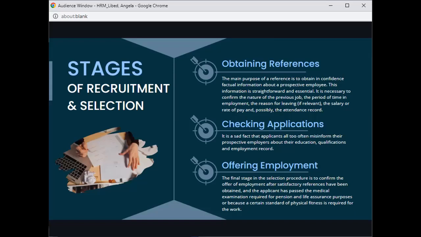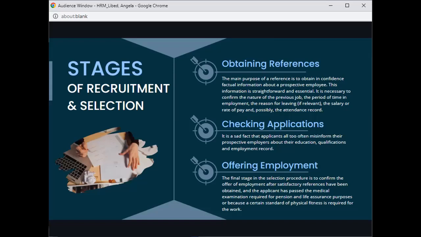The next is checking applications. It is a sad fact that applicants all too often inform their prospective employers about their education, qualifications, and employment records. So, ayun, dapat kapag maglalagay tayo ng information, it is all based on fact kasi makikita to ng HR managers. So, meron silang mga certain ways para ma-check kung totoo ba lahat ng mga nakalagay.